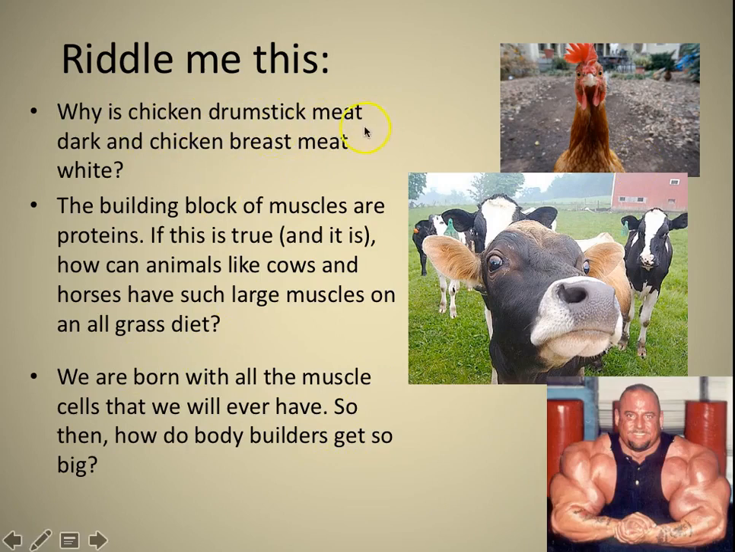Why is chicken drumstick meat dark? It's dark meat. That's what we call dark meat. However, breast meat is white. Why is that? What did we just talk about with color and what the actions mean?